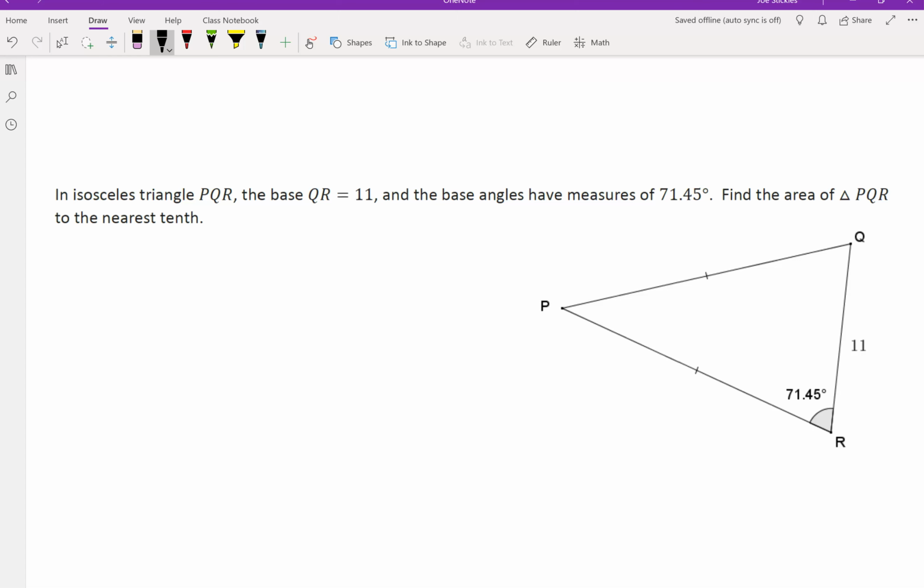Well, the isosceles triangle bit tells us a little bit of information. This tells us that this angle here has to also be 71.45 degrees, because the base angles of an isosceles triangle, these would be the base angles, have to be the same. Which also tells us that we can figure out this angle. If I want to know the measure of angle P here, I know that they all have to add up to 180, so I would do 180 minus 71.45 minus 71.45.